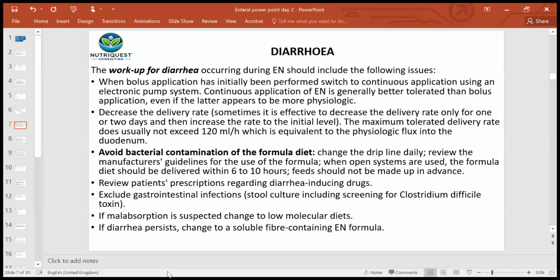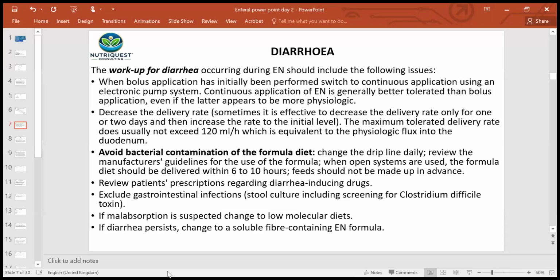Sometimes it is effective to decrease the delivery rate only for 1 or 2 ways, then increase the rate to the initial level. I wish I could get time to help you calculate enteral feeds, but allow me to prepare a slide, then I'll be able to share it in the group because I know time might not allow for that. I'll take you step by step how to calculate enteral feeds and even how to calculate the rate of administration. I think that is very important for us.